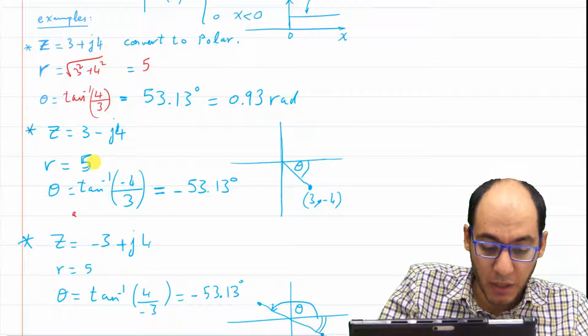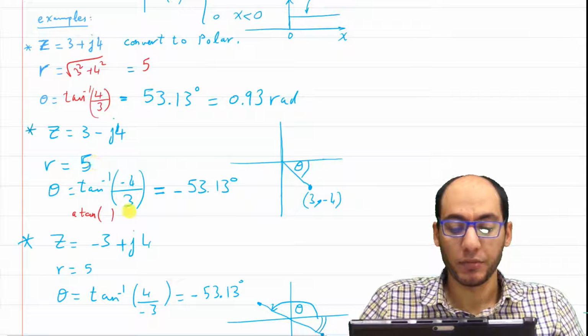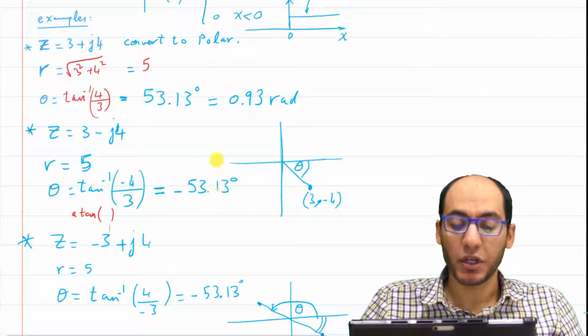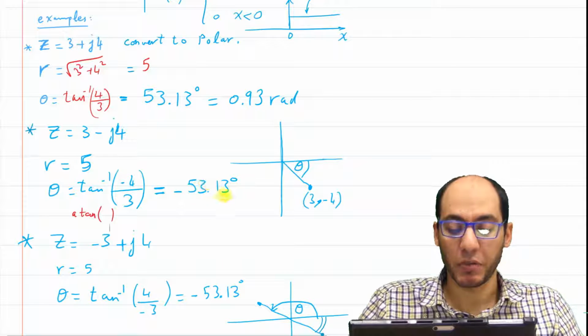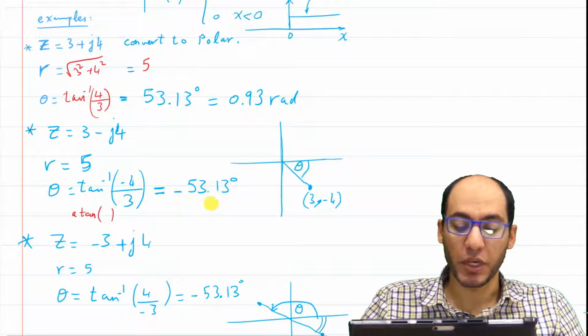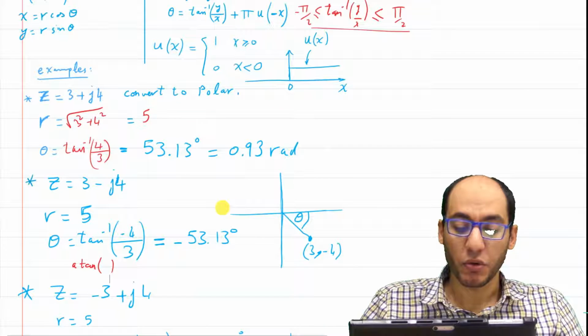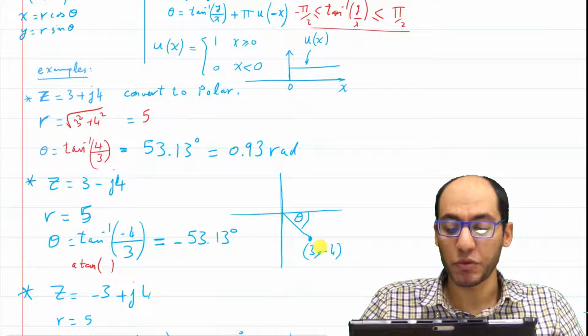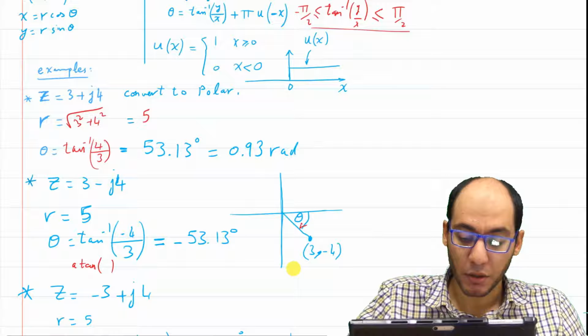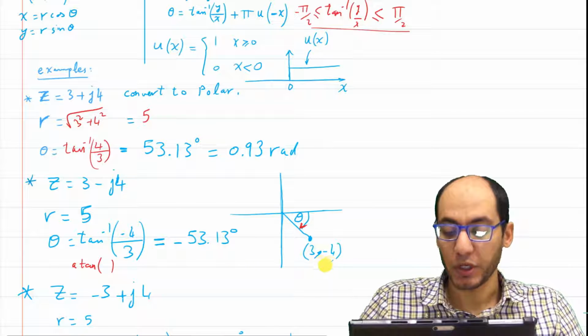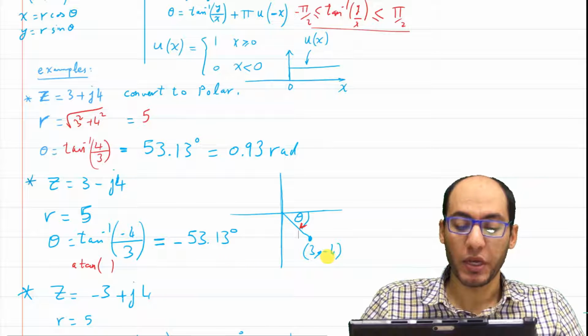The command is atan, which is arctan. It's going to give you the value in radians, so you need to convert it to degrees by multiplying by 180 and dividing by pi. Its value is negative 53.13 degrees. The previous angle was a positive value, and this is a negative value, which means it is measured clockwise. So this is the way you calculate theta, by going to 0 and moving clockwise because it is negative. And this is 3 minus 4 as a point.